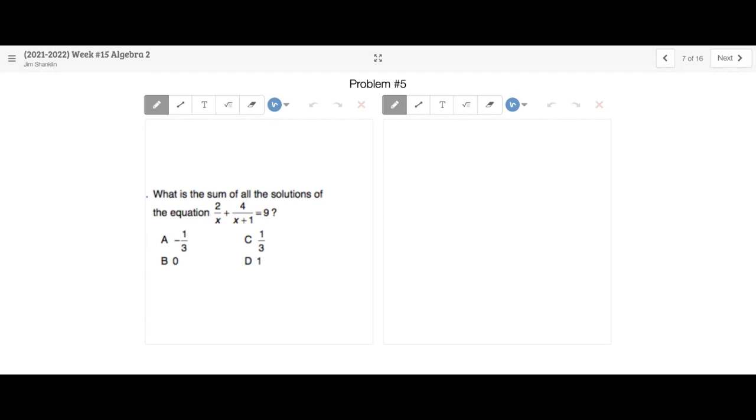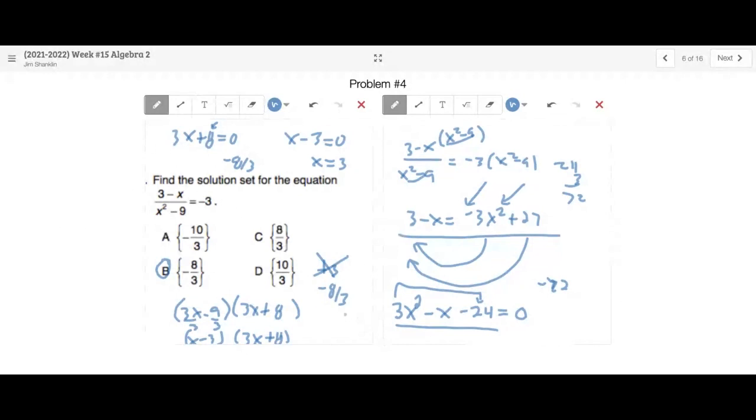Was the previous one B or C? Let's take a look. Number 4, we had negative 8/3, so it should have been letter B. Letter B is the correct answer for that last one. All right, let's try number 5.